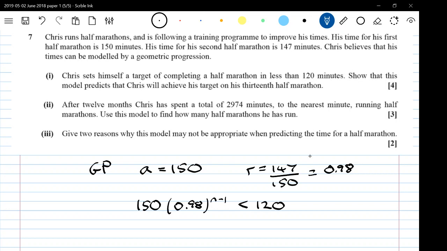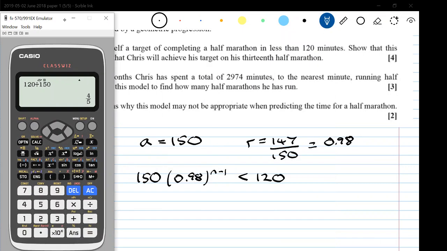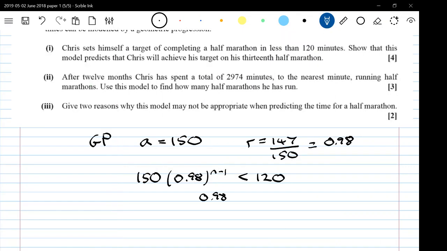This is not the method that's in the mark scheme, but this is how I would do it, because I'd want to set it up that way, I think. So we do 120 divided by 150, I don't know why I'm doing it on a calculator, it's a bit embarrassing, is 4/5. We're going to take logs of both sides. n minus 1 times ln 0.98 is less than ln 0.8.